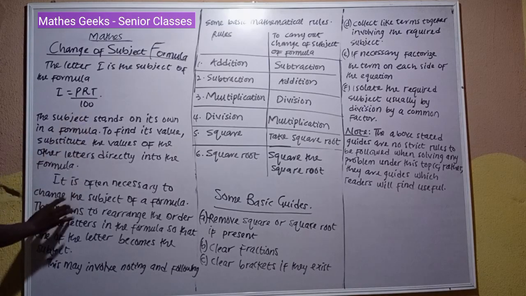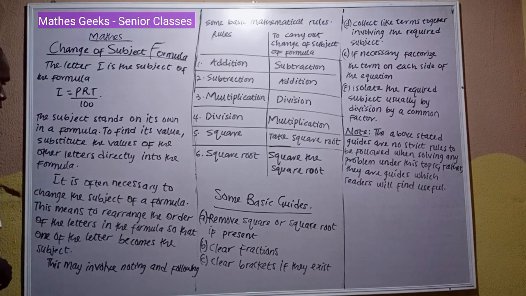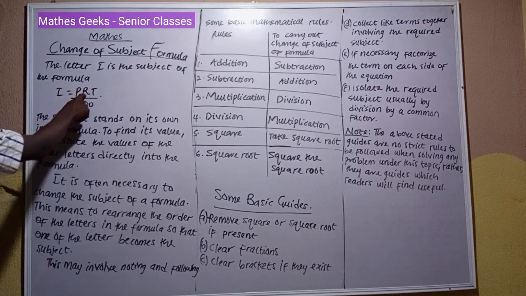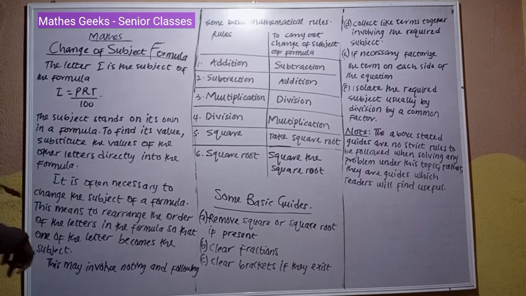But let's go on. It is often necessary to change the subject of a formula, like I explained earlier. In physics, even in mathematics, you are given this formula, but you can't use it as it is if you are looking for the rate, for time, or for the principal. So you have to make changes, and to make changes means to reorder, to change the order of the letters.